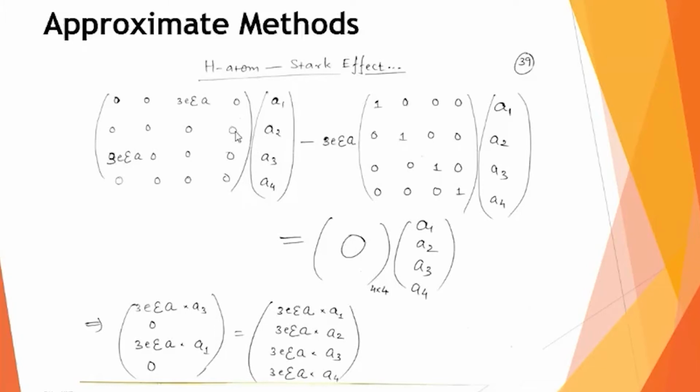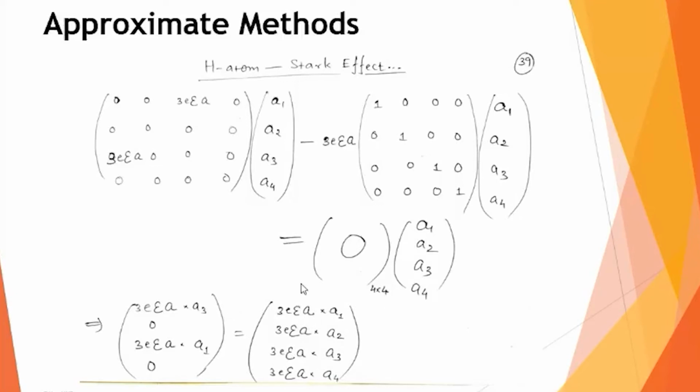The only idea is that I can write this in this fashion, and on the right hand side, since it is 0, this 4 cross 4 determinant is 0, 0, 0, 0, and so on. Then this term I take on the other side. And if I open up this determinant, 0 into the first element plus 0 into the second element plus 3EA into A3 plus 0, that will give me the first element here. Similarly, I take everything on the right hand side, and if I open up, I have this last equation. And then you compare element to element.